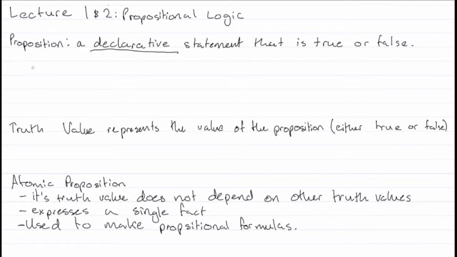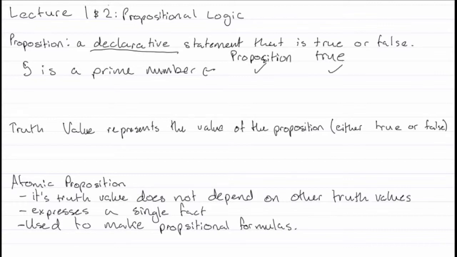The first example I have here is 5 is a prime number. Okay, this is a proposition because it is declaring that 5 is a prime number, and we know that it also is true because you can't divide 5 by anything but itself and 1. So it is a proposition. Yes. Is it true? Yes.